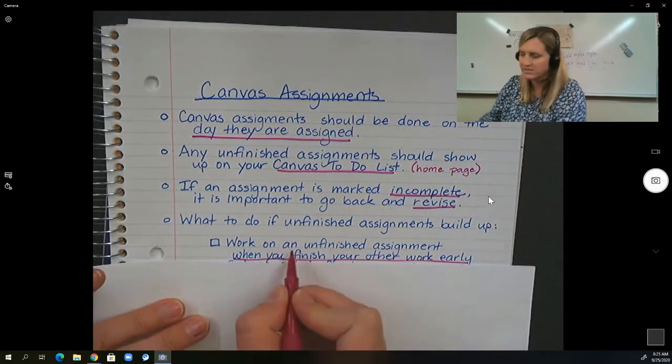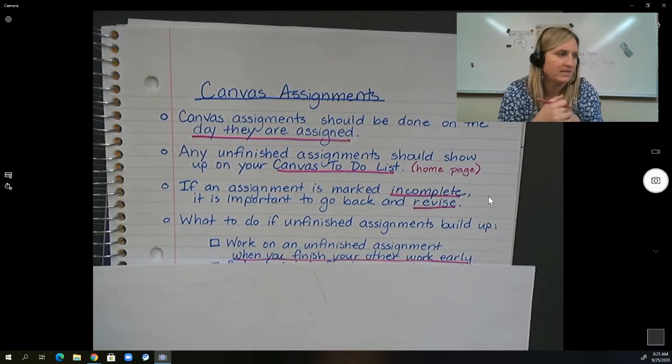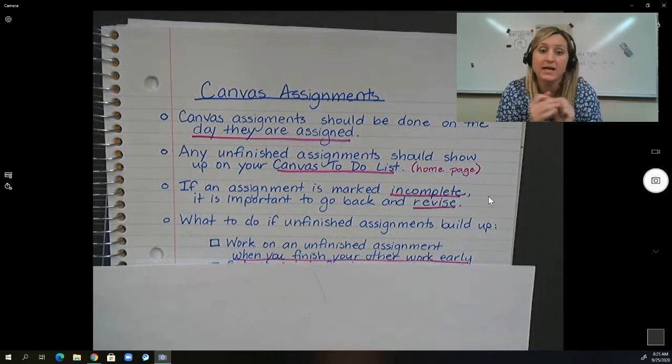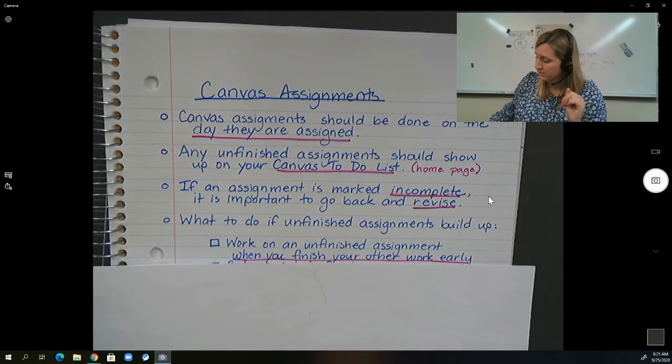Okay? That means that you get done with your multiplication page quickly and then, oh, look, I have some time left. Let me take a quick break and then I'm going to do one of those unfinished assignments that I haven't done yet. And that's going to check that off of my to-do list. Okay? Push pause if you need to finish writing.